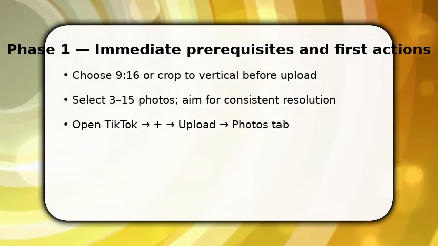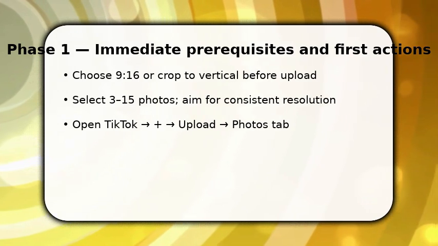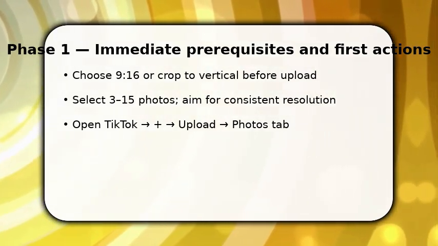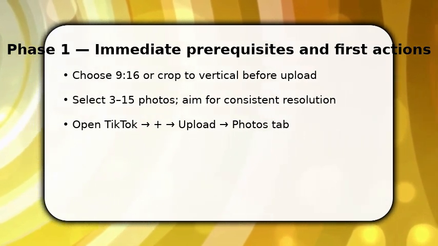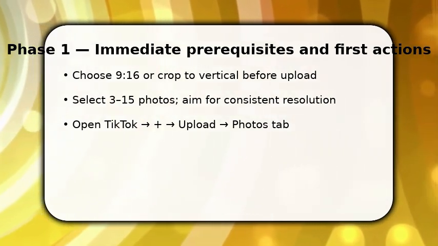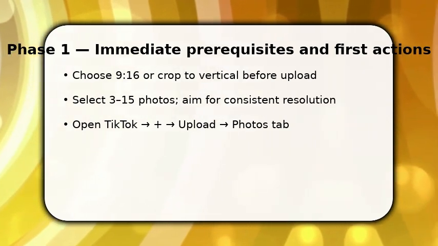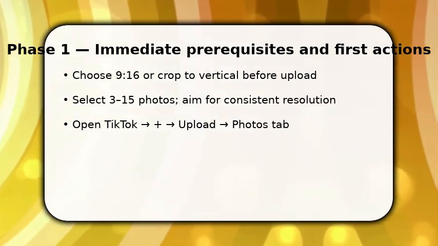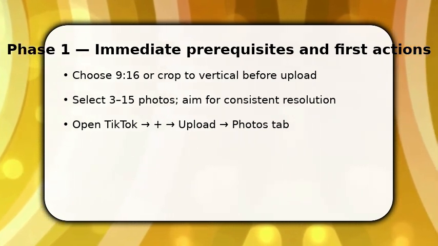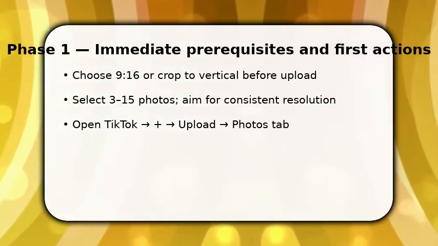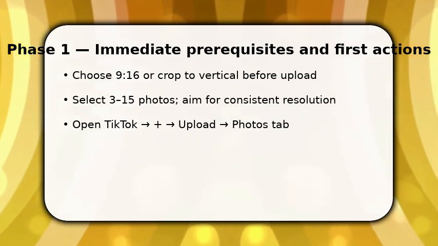You begin by picking the photos you want to tell a story with. Choose vertical or plan to crop to 9:16 so nothing important is cut off. Once done, open TikTok and tap the plus sign to create a post, then hit Upload and switch to the Photos tab. Select the first batch, 3 to 15 images works best, and press Next. Make sure your files are high enough resolution so TikTok can keep them sharp when scaled.